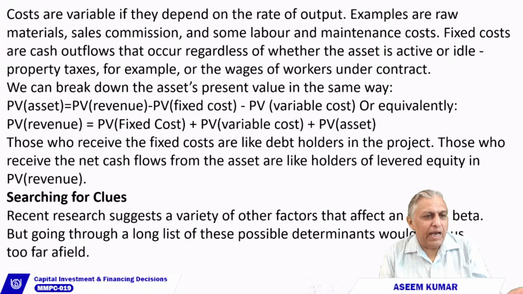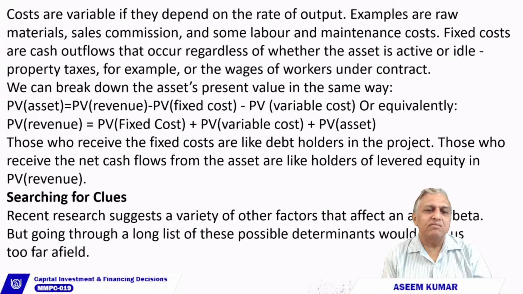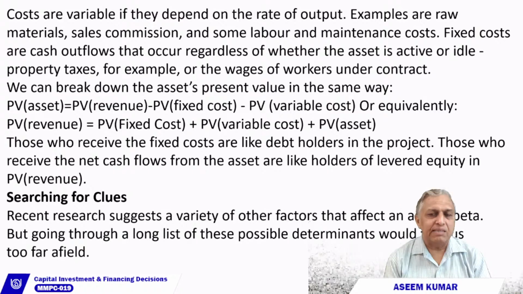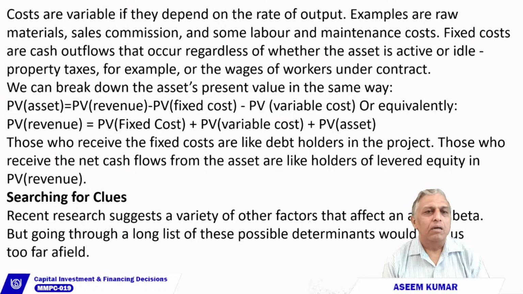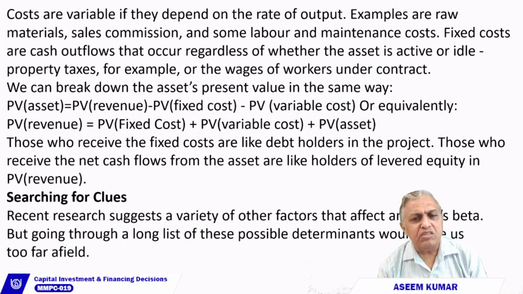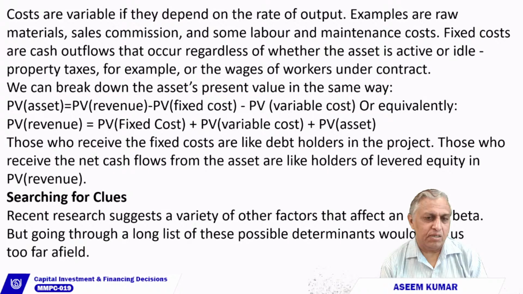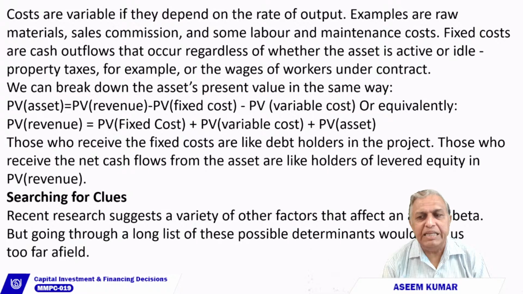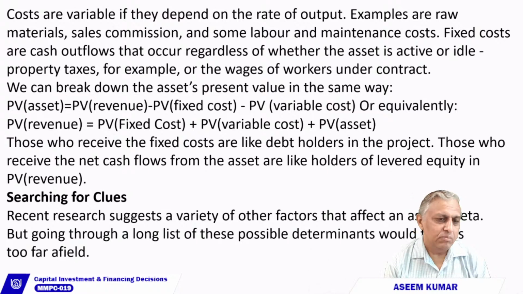If we just look at PV revenue in this particular example, it is PV of fixed cost plus variable cost plus PV of the asset. Those who receive the fixed cost are like debt holders in the project. Those who receive the net cash flows from the asset are like holders of the levered equity in the PV revenue. Okay. Now, searching for the clues.